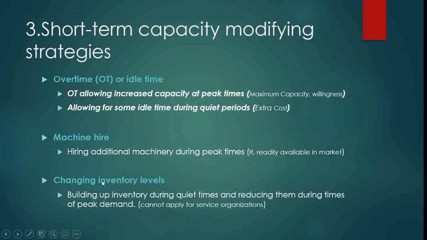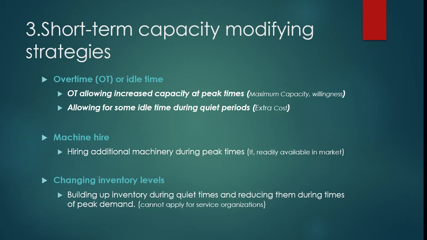This changing inventory levels strategy we can't apply for one type of organization, which is service organizations. Why? In service organizations we can't keep inventory levels because at that point we want to give the service, we can't store it. So service organizations can't follow this particular strategy, but manufacturing organizations obviously can follow it, right? So now you can understand what I explained so far.